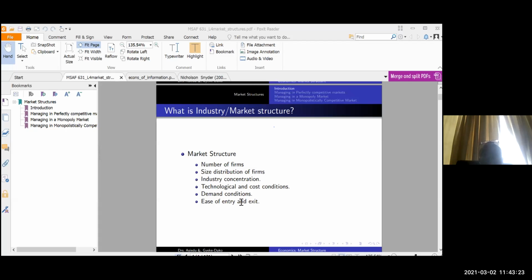Okay, so the number of firms, the size distribution of these firms. So how big are they? Okay, are they small firms, or are they large firms? Okay, economies of scale, they have a huge number of branches.